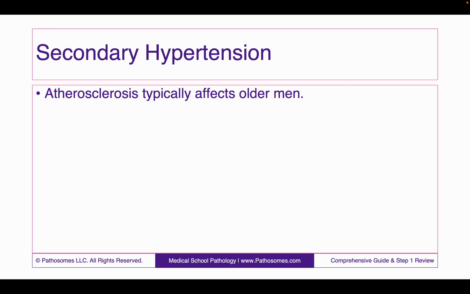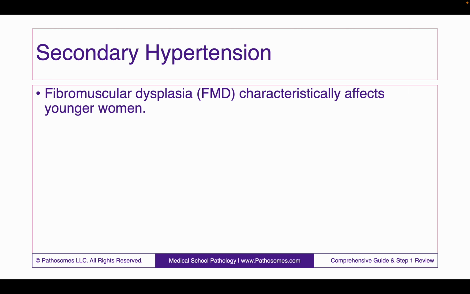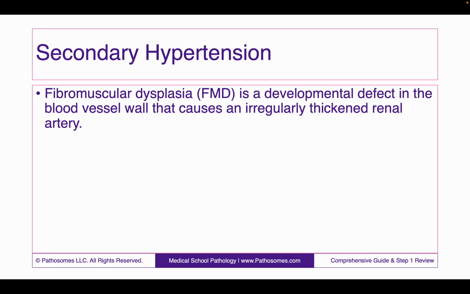Atherosclerosis typically affects older men. Fibromuscular dysplasia characteristically affects younger women. FMD is a developmental defect in the blood vessel wall that causes an irregularly thickened renal artery, more likely to affect young females.